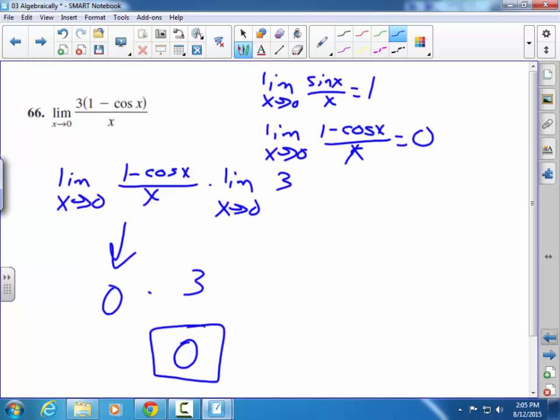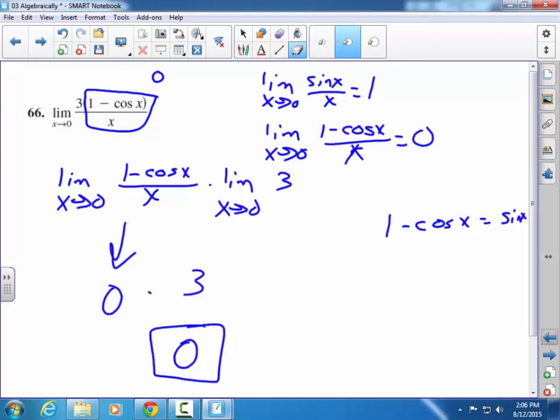Why is this limit 0? Yes, the final answer is 0 because the limit of just this piece right here is 0. I think what you were trying to say was that we could put sine in place of 1 minus cosine, weren't you? And we can't do that. 1 minus cosine squared equals sine squared, but 1 minus cosine does not equal sine. So that was a mistake you were making there. So the final answer here for this one is 0.